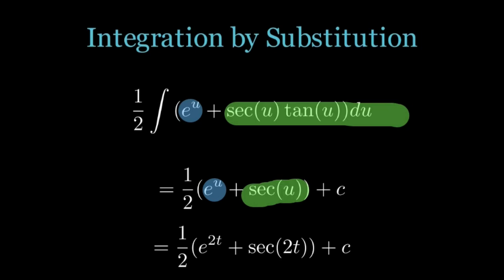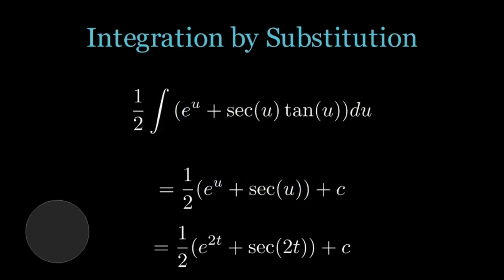plus c. Remember in the first equation, u was equal to 2t, so we substitute back u for 2t. Where there is u, we put 2t. This will be half times e to the power 2t plus sec 2t, plus c, and the half remains there. So this is our final integral of the original expression.